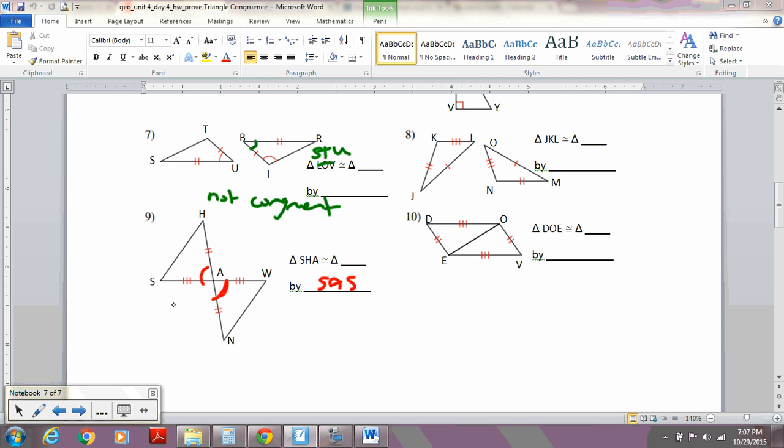So S comes first. S corresponds with W. H comes second, and H corresponds with N, and then that leaves A. Again, order does matter. I cannot stress that enough. You can't just say WAN, NWA. You can't make up whatever you want. It has to be logical and it has to make sense.